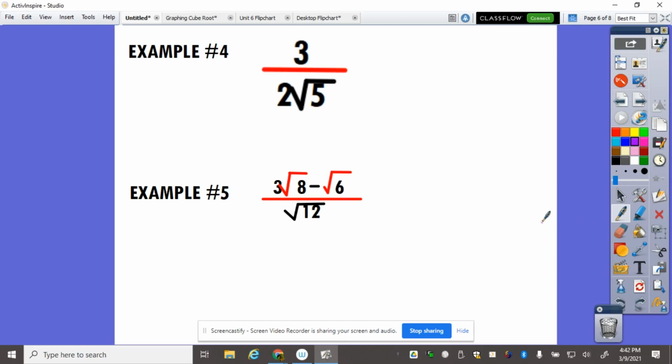Kaboom. So I have here 3 square root of 8 minus square root of 6 all over square root of 12. So it's a monomial denominator. So I'm going to multiply by square root of 12 and square root of 12. And you can distribute the square root of 12 to the 8 and to the 6. Take note, they have the same index. The index here is 2, 2, 2. Okay, so that's possible.